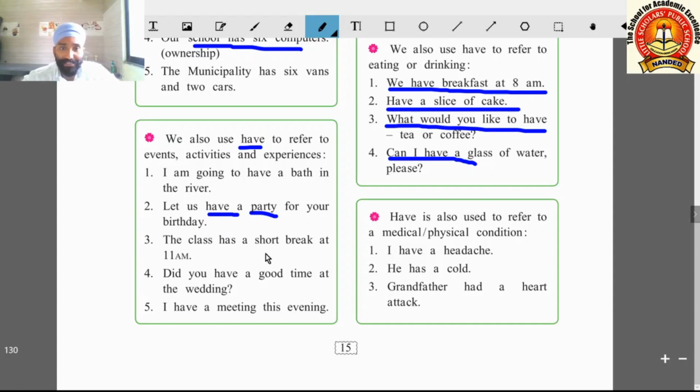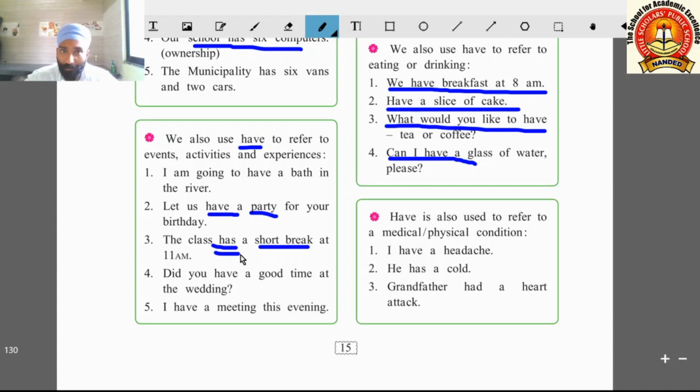The class has a short break. Here a short break is also an event of time. So here also we are using has as the main verb to show the class has a short break at 11 a.m. Did you have a good time? In this sentence we have used has because the class is used as a singular form.